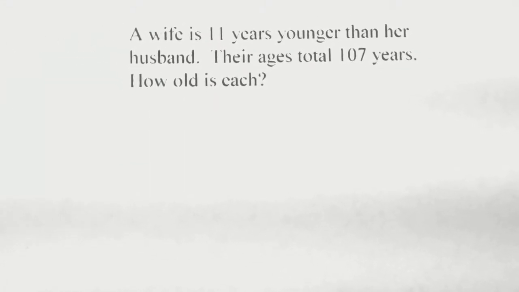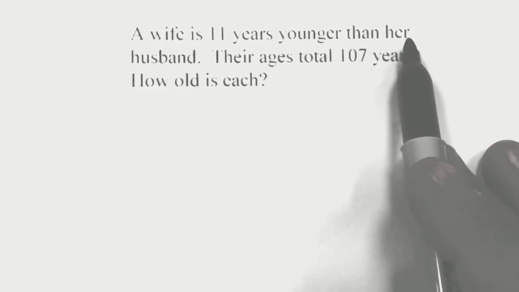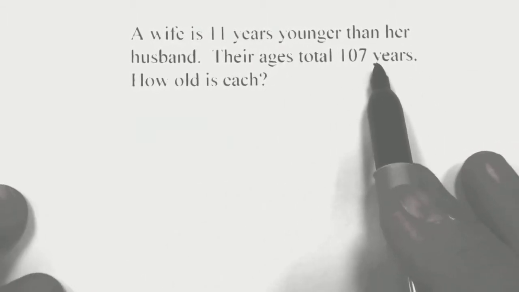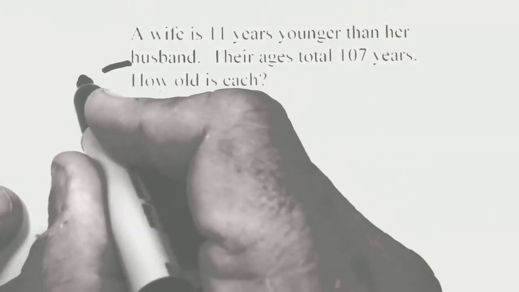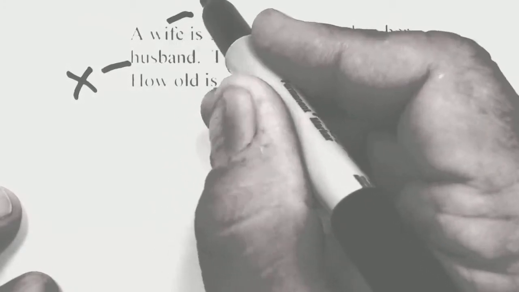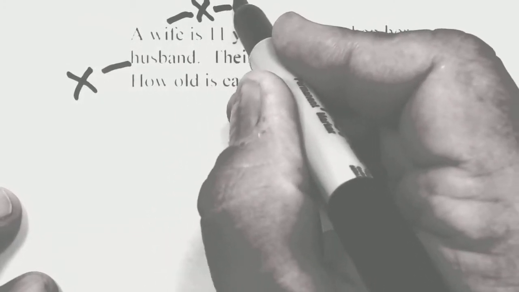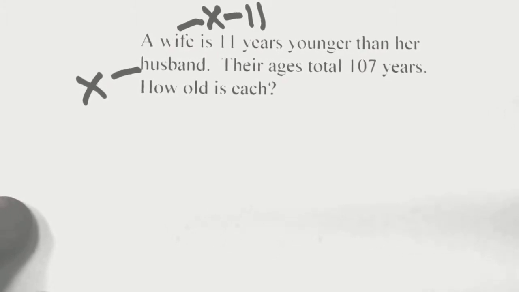Okay, let's look a little further on here. Here's another one of these. It says a wife is 11 years younger than her husband. Together their ages total 107 years. Well, again, make the one at the end of the sentence the x. The wife is 11 years younger, so she's going to be x minus 11. Okay, that tells us how to set this up.